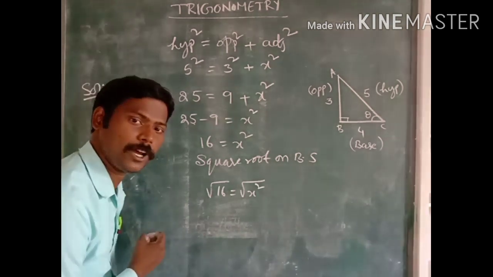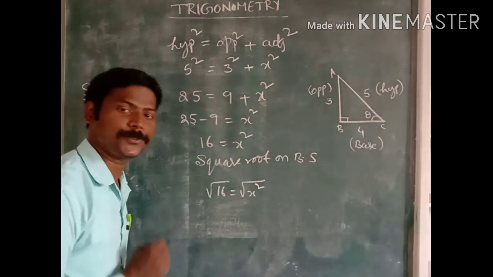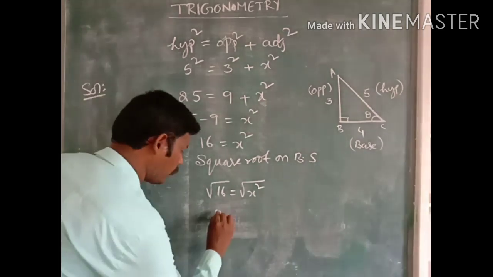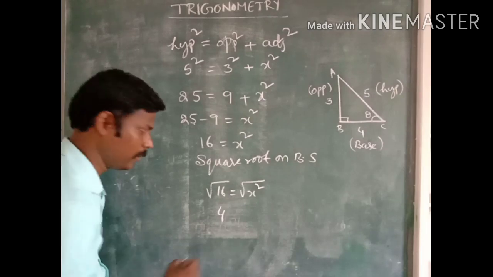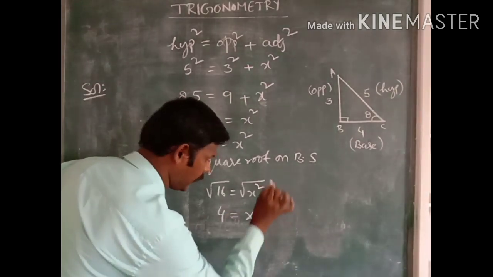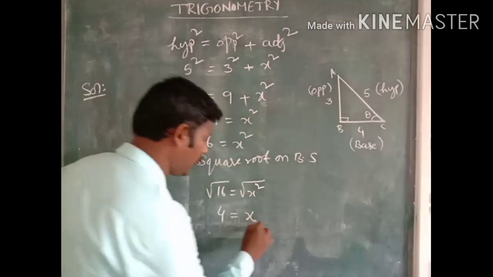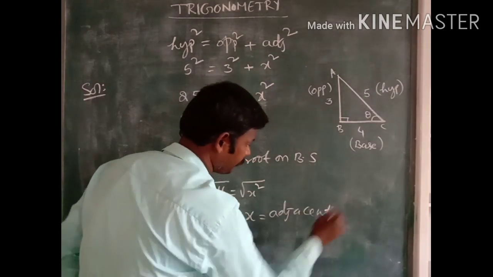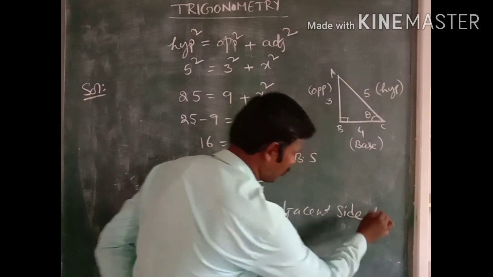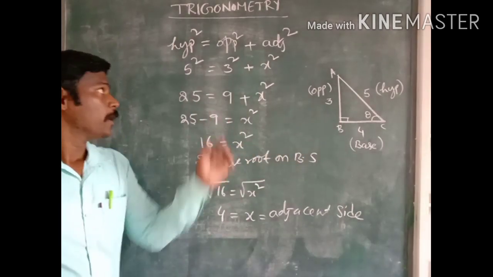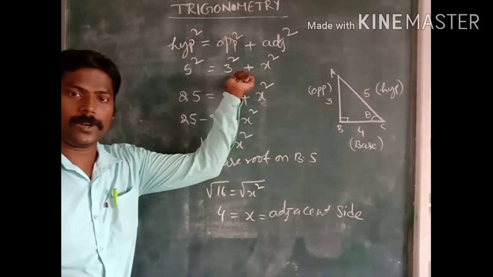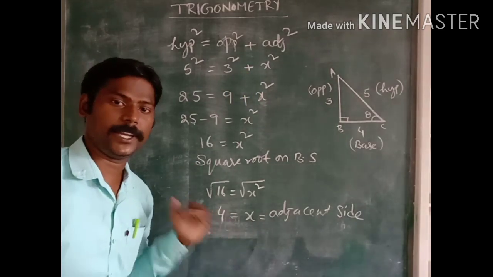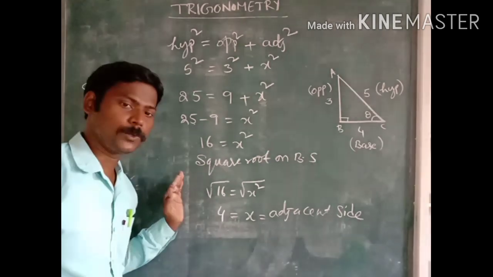Look, root 16 will be how many? Plus or minus 4. But sides are always positive. I will write only plus 4, is equal to what, children? Yes. So x is nothing but what, children? Adjacent side. Very good. See, by two known quantities, we can find the third unknown quantity by using Pythagoras theorem. So all of you, please note it down.